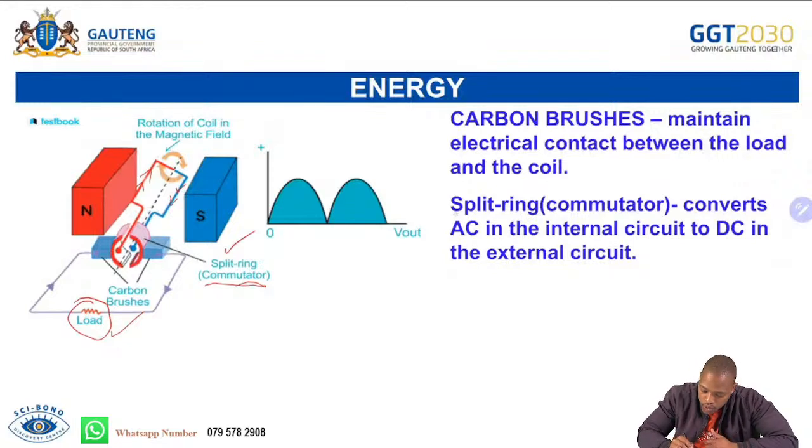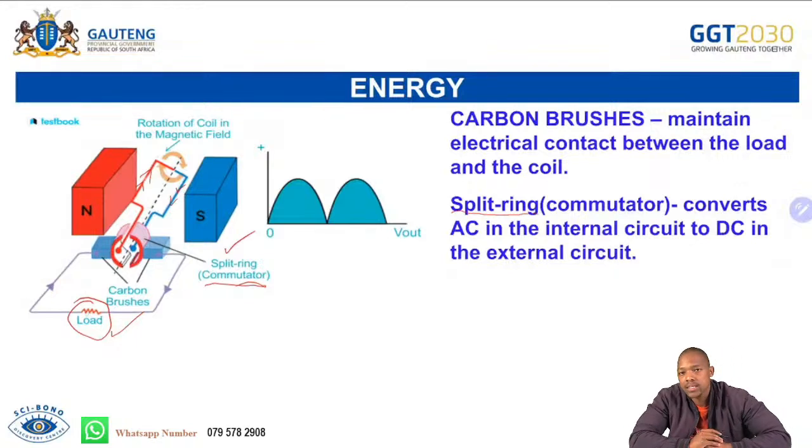However, we also have split rings, or a commutator, in DC generators. And what do split rings or a commutator do? They convert AC, alternating current, in the internal circuit into DC, direct current, in the external circuit.